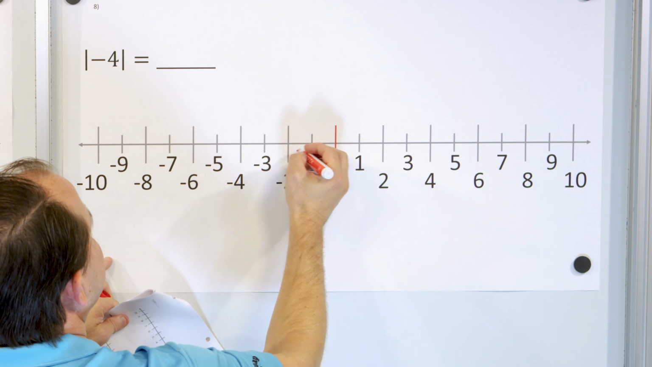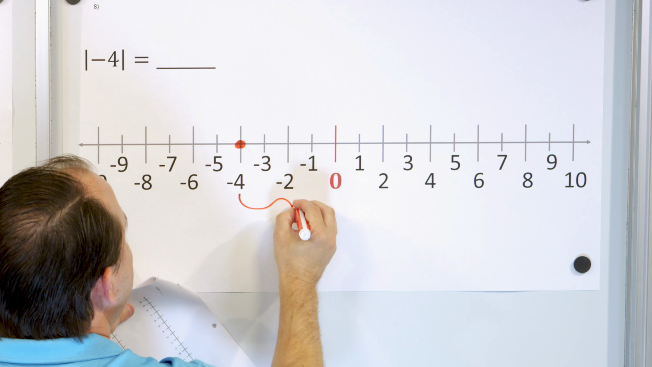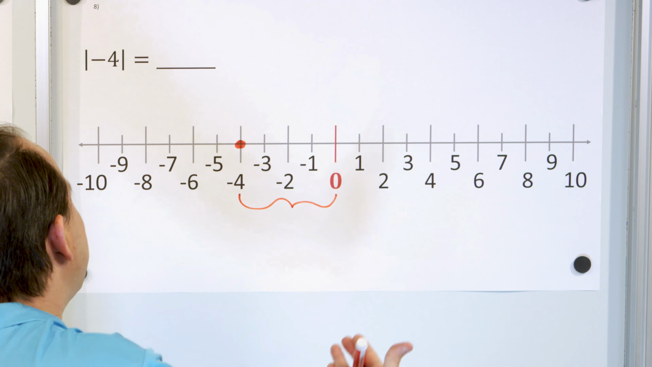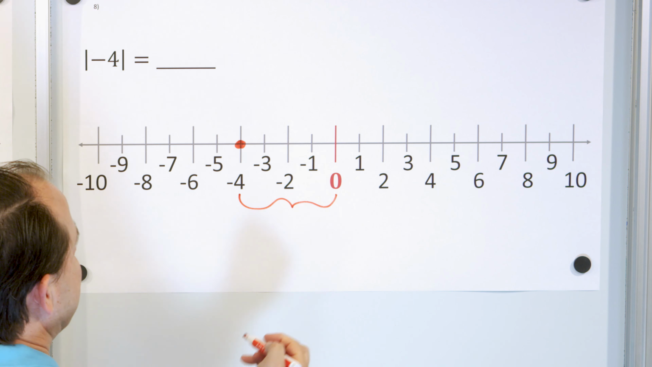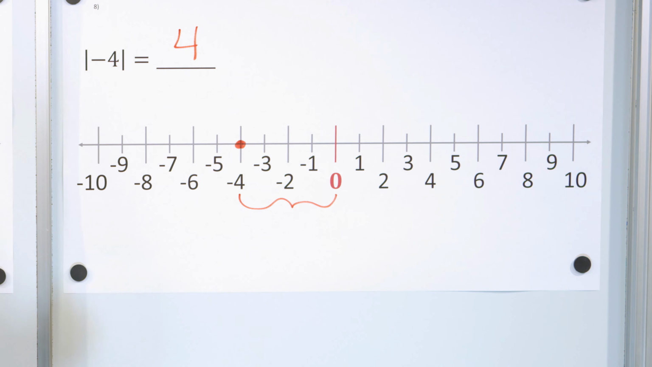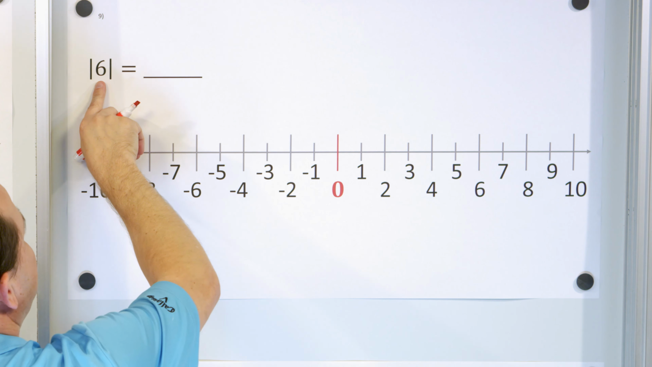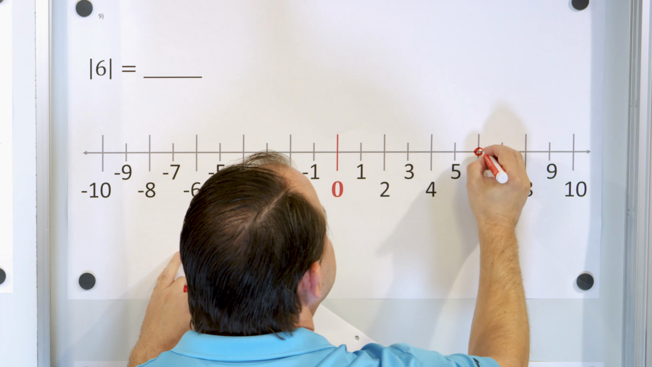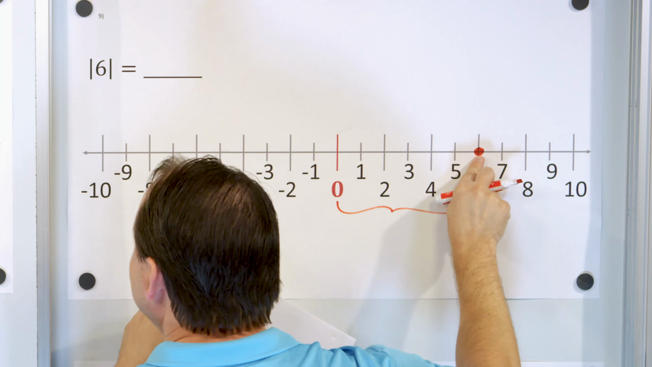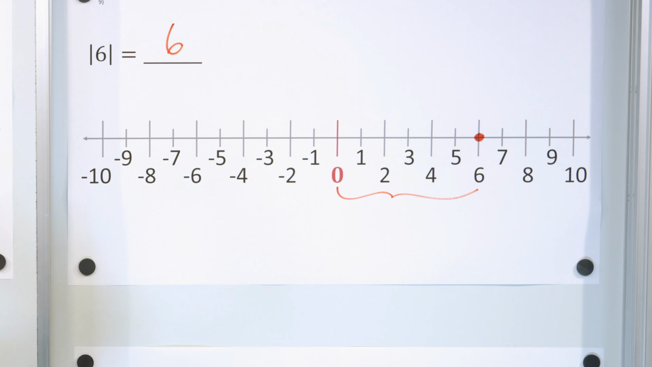All right, next problem. Absolute value of -4. -4 is here on the number line. Absolute value is asking us how far is the distance from 0 to -4. What is its value independent of its sign? And it's 1, 2, 3, 4 distance units away, so its absolute value is 4. What is the absolute value of +6? +6 is right here, and the distance from 0 is 1, 2, 3, 4, 5, 6 distance units, so the absolute value of 6 is just 6.